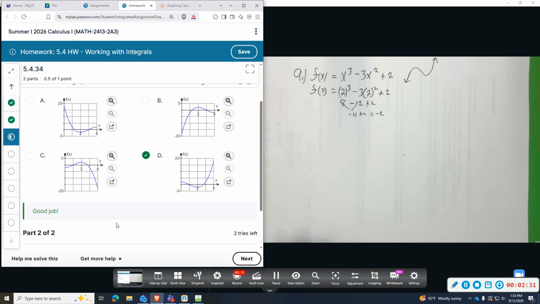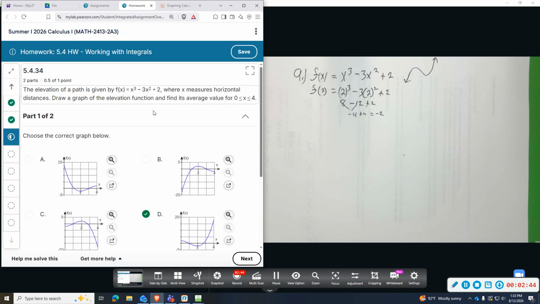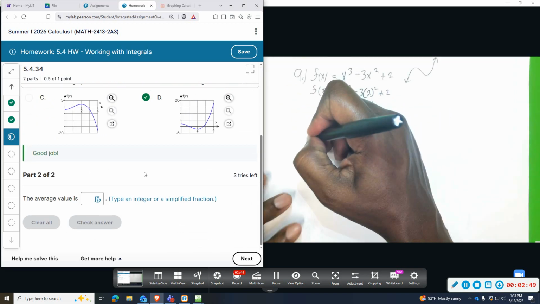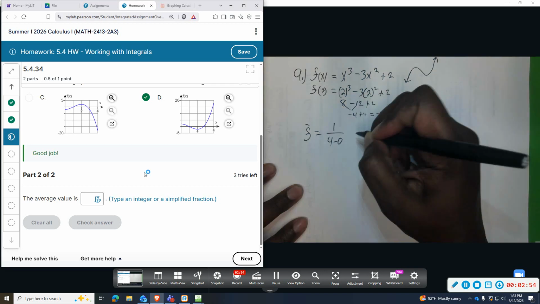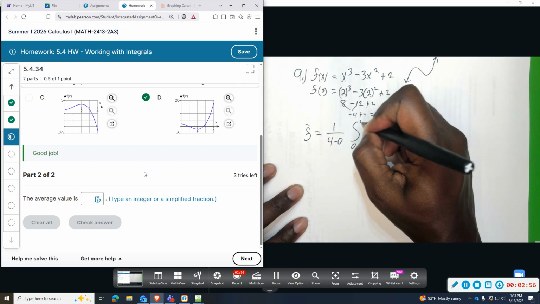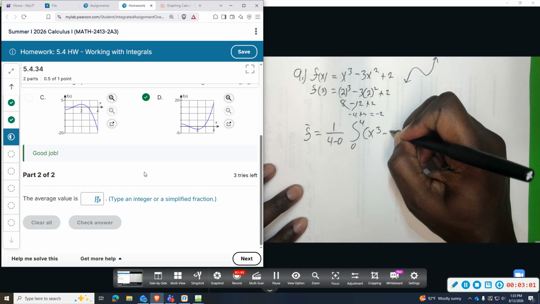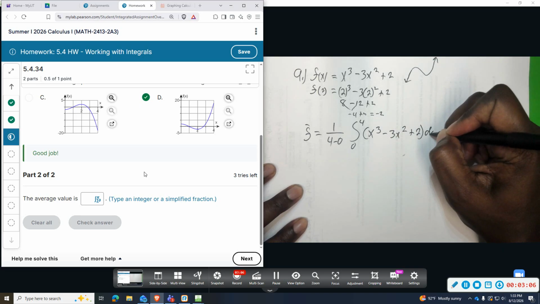All right, now that we have our graph, and there's other things you can do, but that's just one way. We're going to find the average of this function. And so we were told from 0 to 4. Okay, so our average is 1 over 4 minus 0, the integral from 0 to 4 of x cubed minus 3x squared plus 2.